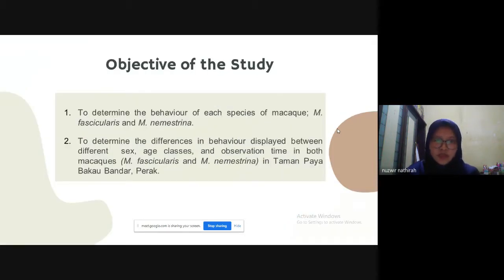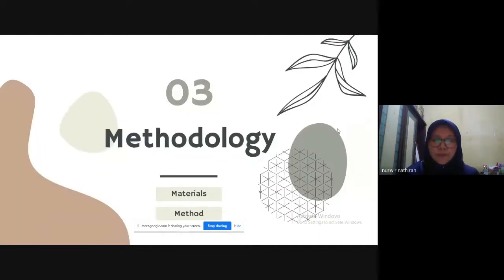There are two objectives of this study. First is to determine the behavior of each species of macaque. The second one is to determine the differences in behavior displayed between different sex, age classes, and observation time in both macaques in Taman Paya Bakau, Bandar.